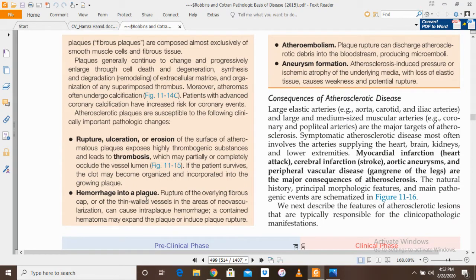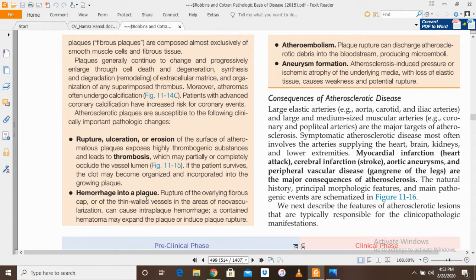And the second cause of intraplaque hemorrhage is the rupture of the neovessels, from neovascularization. Because the neovessels have a very thin wall, they are very fragile, very leaky, and vulnerable to rupture. So that rupture of a new vessel can lead to the formation of intraplaque hemorrhage.